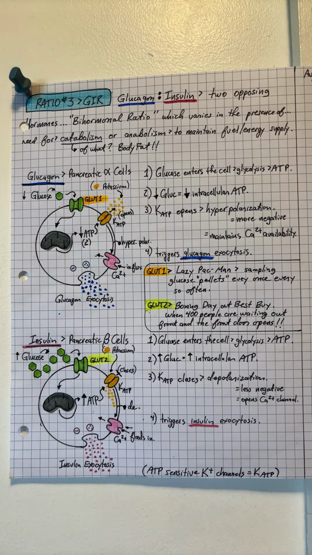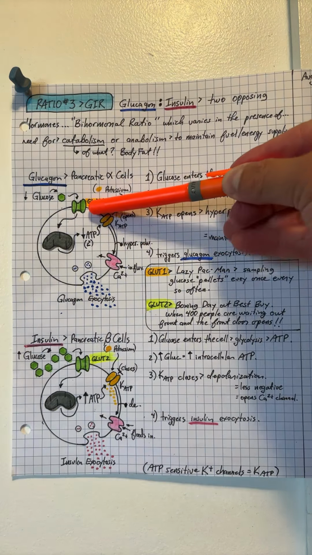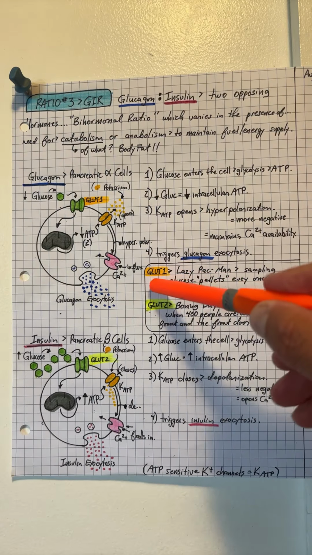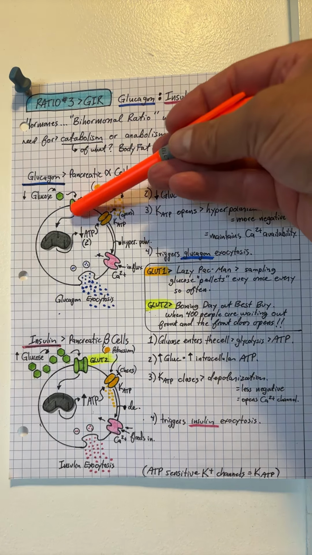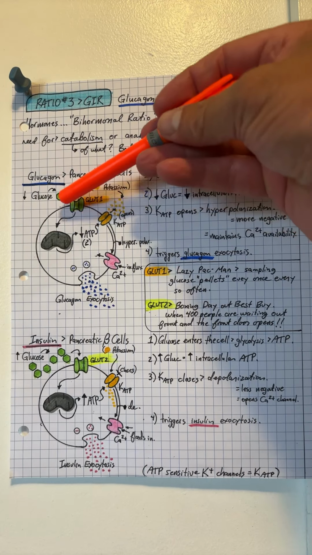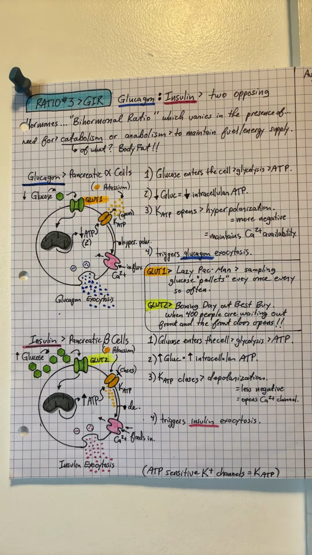So, glucagon gets excreted out of a pancreatic alpha cell. Your pancreas has alpha cells and beta cells. It also has gamma cells, but that's another day, another topic. The pancreatic alpha cells have what's called a GLUT1 sensor. I refer to it as a lazy Pac-Man. It's sampling glucose pellets every once in a while. Remember the video game Pac-Man where it goes wonka wonka wonka. So this GLUT1 is opening its pathway and sampling glucose.